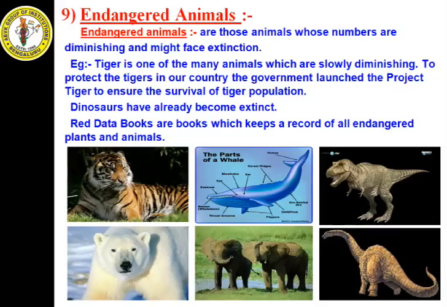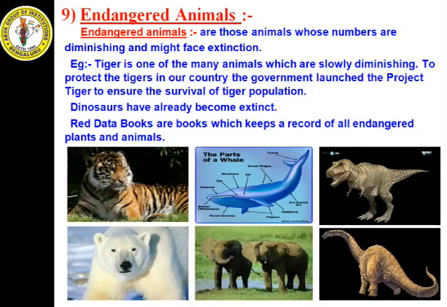For example, the tiger is one of the many animals which are slowly diminishing. To protect the tigers in our country, the government launched Project Tiger to ensure the survival of the tiger population. The population of tigers was getting reduced in India, so the Indian government launched the project called Project Tiger. What is the function of this Project Tiger? They will ensure the survival of the tiger population. Some more examples are given.